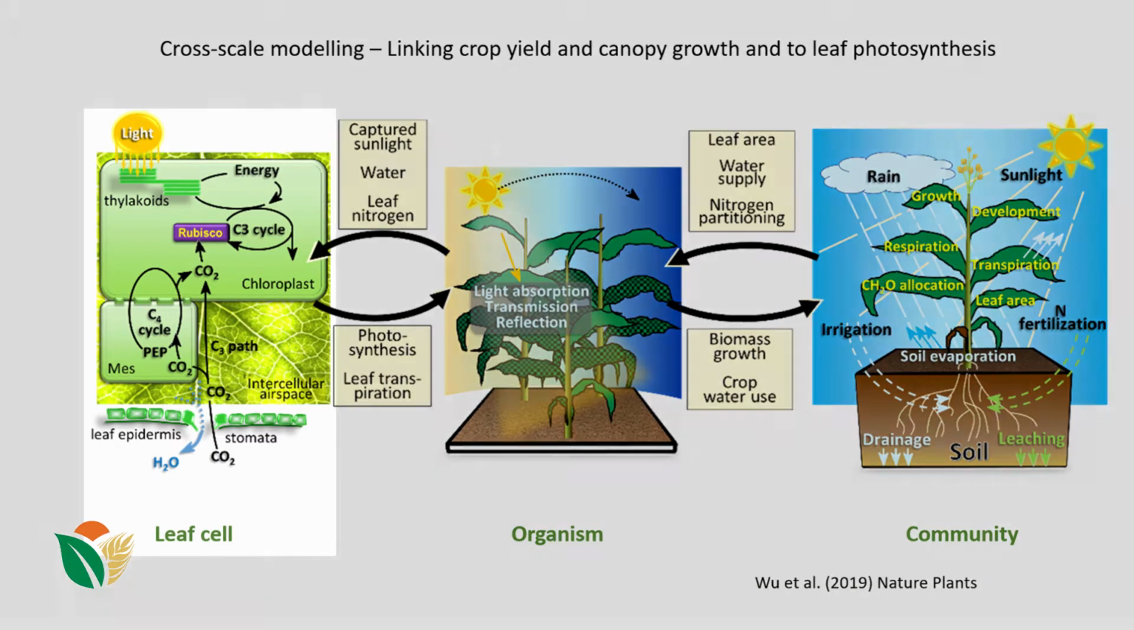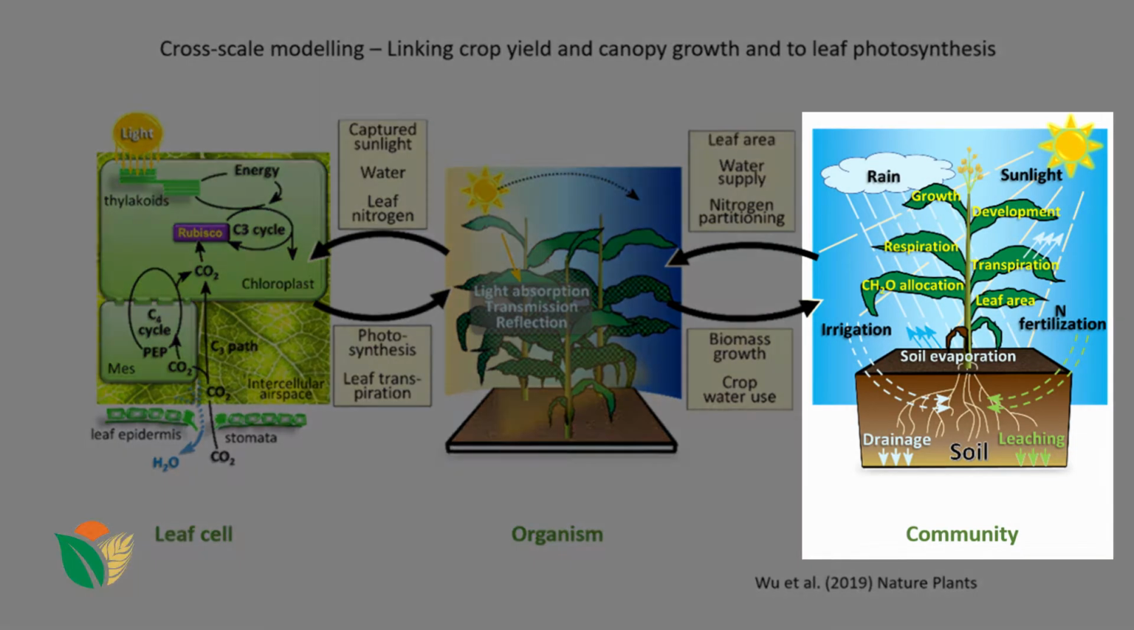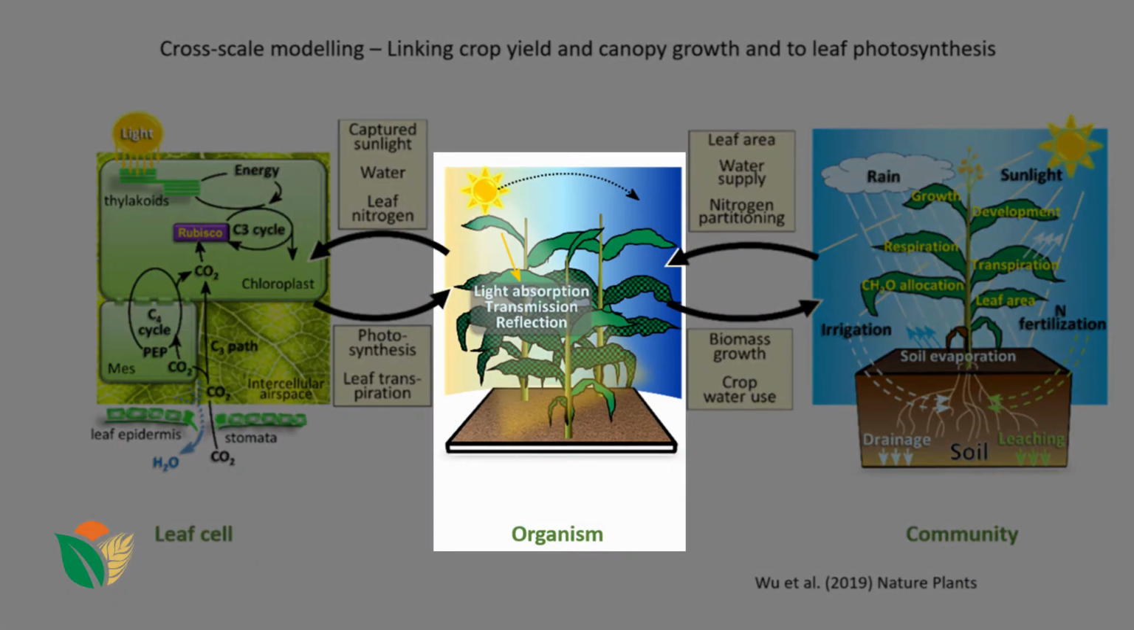So photosynthesis is really happening at a cellular scale. Crop yield is really happening at a community scale, lots of these plants in a field. And the individual organism is really the level at which this is all integrated. So one of the main things we're doing with this research is looking at various ways of manipulating photosynthesis and the consequences of that on grain yield in crops.